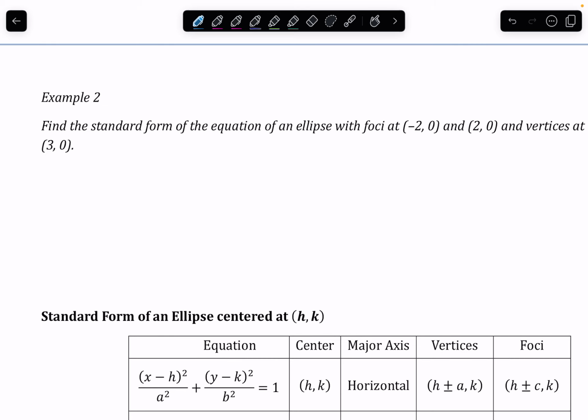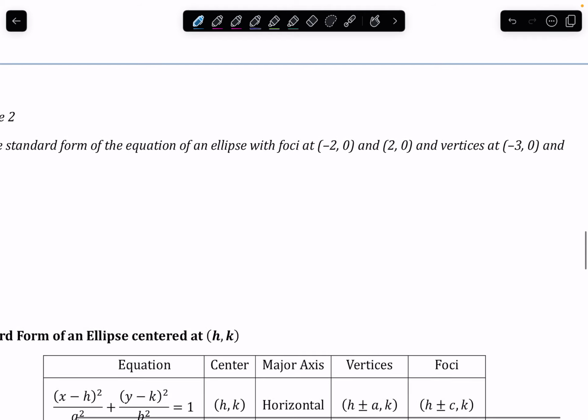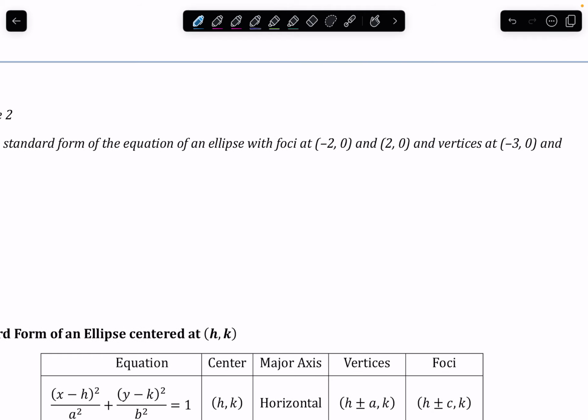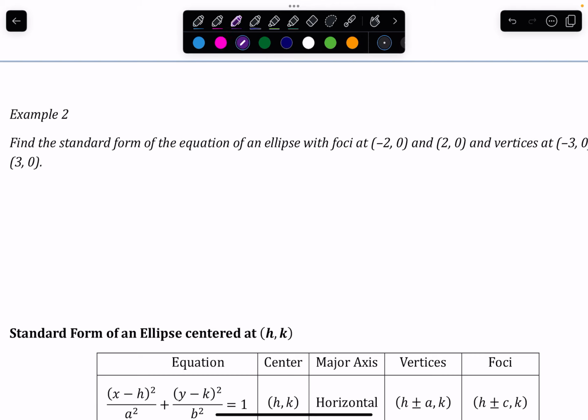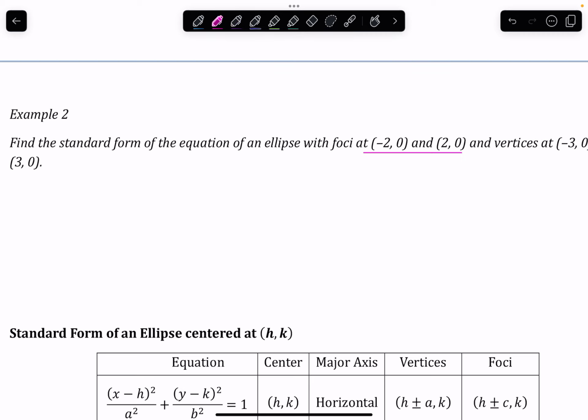Find the standard form of the equation of an ellipse with foci at (negative 2, 0) and (2, 0) and vertices at (negative 3, 0) and (positive 3, 0). All right, so first thing we need to do is figure out whether we are dealing with a horizontal ellipse or a vertical ellipse. So I'm going to look at the location of the foci. We haven't gone over an ellipse that's not centered at (0, 0), so again, this one is going to be centered at (0, 0).